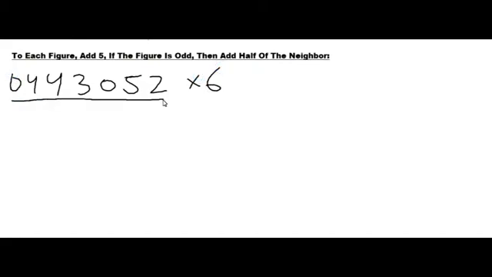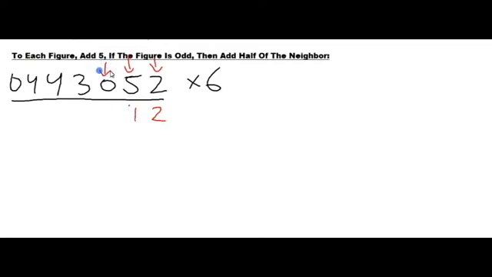That's the only difference. So we have one step to do more if the figure is odd. Let's try one. So I am multiplying 443,052 by 6. So let me put 0 here, put a line here. Now for this 2, I'll put 2 as it is because there is no neighbor. But when I see this 5, I know it's odd, so I'll add 5 to it. It will become 10. Plus half of the neighbor is 1, so 10 plus 1 will make it 11. So dot 1 I'll put.